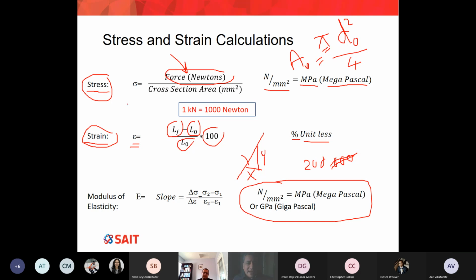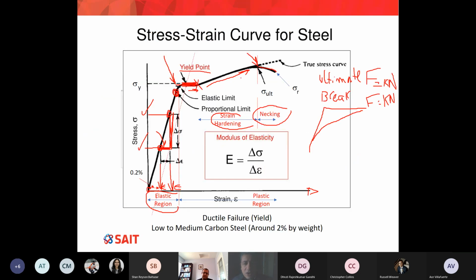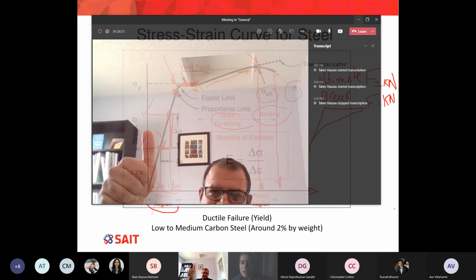That allows you to find 2 stresses. One is the ultimate stress, and the other one is called the breaking stress, which is on the curve. Where is the ultimate stress? Watch me, please. From here to there, this is the ultimate stress. And from here to there, this is the sigma breaking, or the breaking stress. If you follow this discussion, please give me a thumbs up.